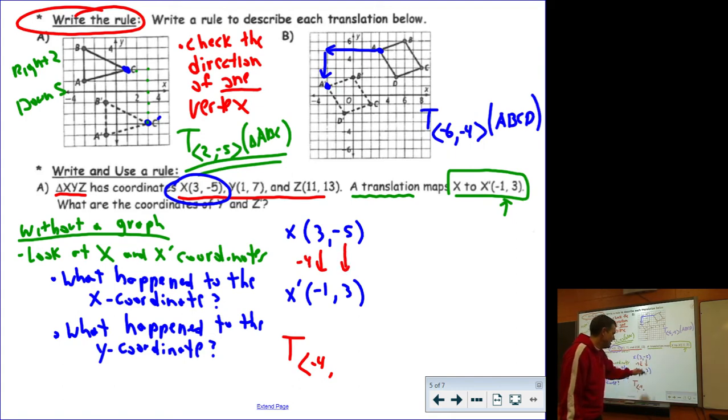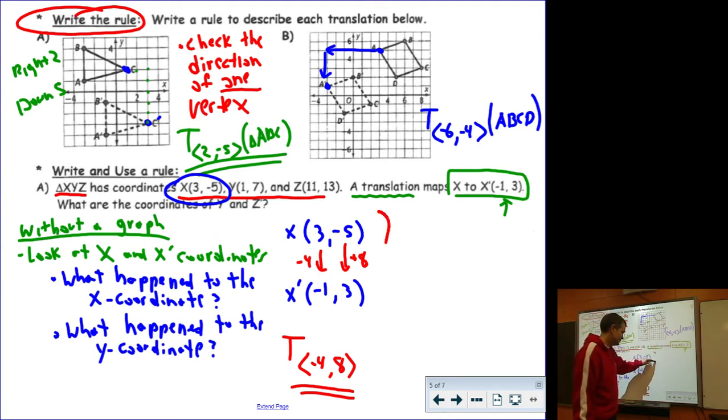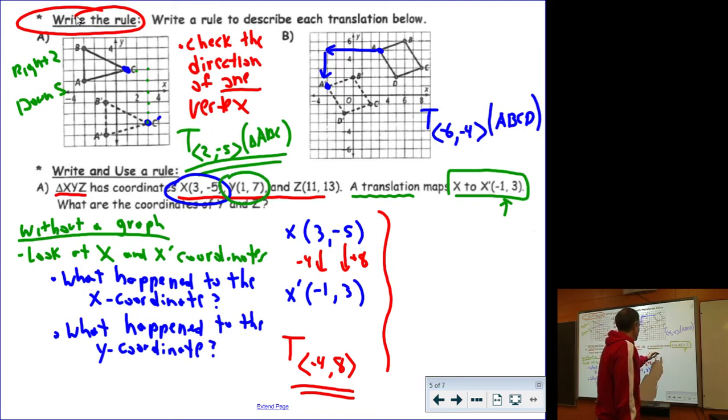What happened to the y coordinate? Well, the y coordinate from -5 to 3 went up 8, +8. So the vector is going to have a +8. This is going to be the vector that takes x to x prime. And I can tell that just by looking at the x coordinate and the y coordinates of point x and x prime. So, what happens to y? Y is currently at 1, 7.